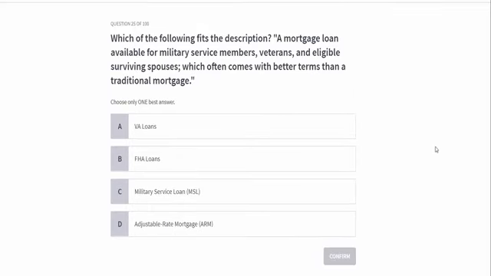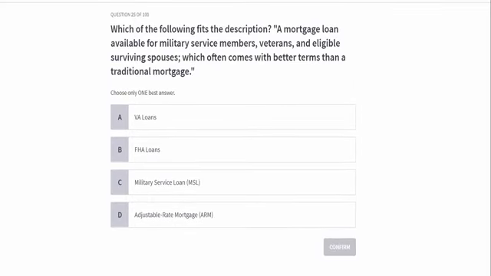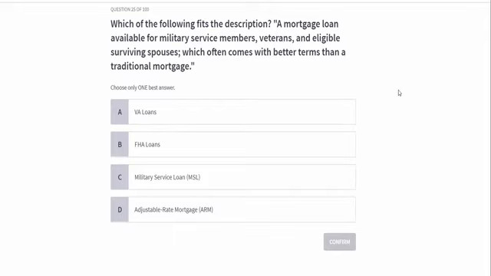All right, next one. All right, question 25, or a quarter of the way there. Keep up the great work, guys. All right, so 25. Which of the following fits the description? A mortgage loan available for military service members, veterans, and eligible surviving spouses, which often comes with better terms than a traditional mortgage. So is it A, VA loan, B, FHA loan, C, a military service loan, or D, an adjustable rate mortgage? So as always, come up with the answer. Here's some time for you guys to think it over.